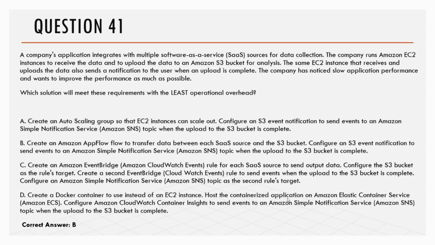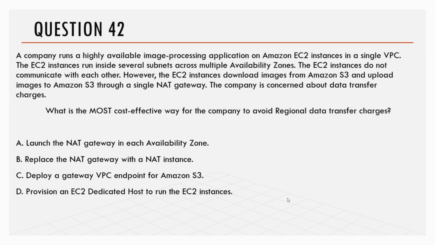Now let's look into the next question, question number 42. A company runs a highly available image processing application on Amazon EC2 instances in a single VPC. The EC2 instances run inside several subnets across multiple availability zones. The EC2 instances do not communicate with each other. However, the EC2 instances download images from Amazon S3 and upload images to S3 through a single NAT gateway.